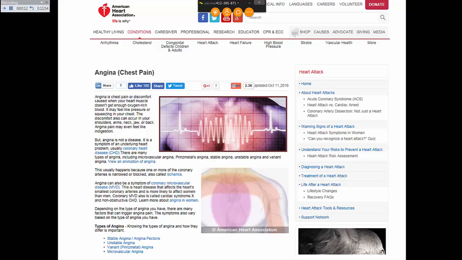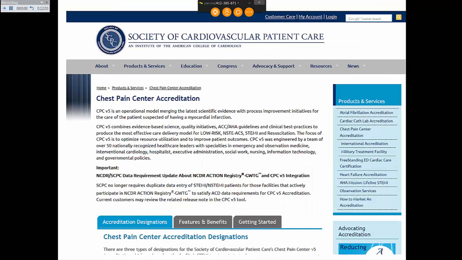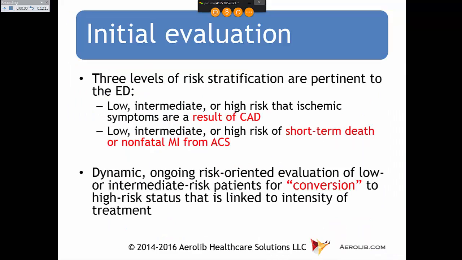And so the American Heart Association has a lot of good information, not only about chest pain but about other cardiac symptoms. The Society of Cardiovascular Patient Care has the chest pain center accreditations for hospitals, whether it's 2 beds or 4 beds, and they talk about some data on what to look for.